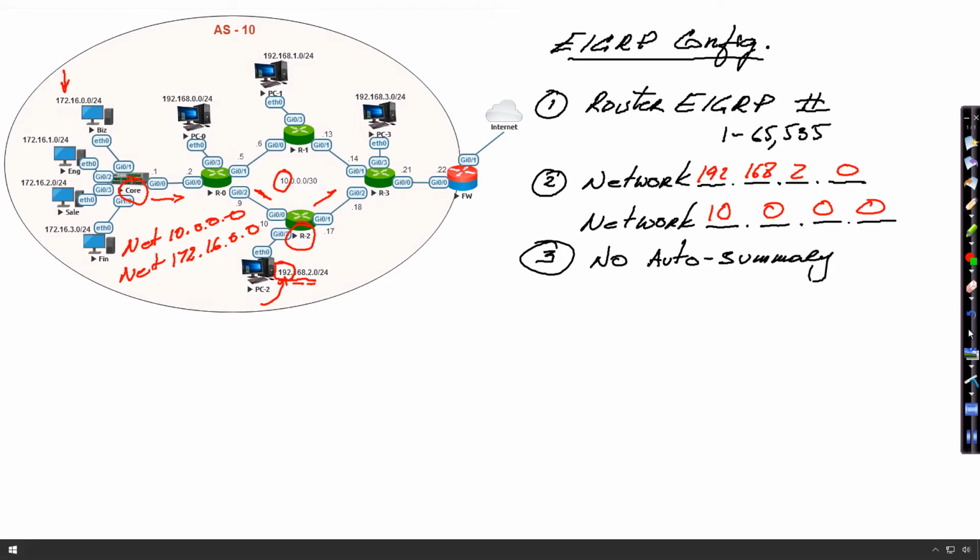Prior to IOS version 15, by default, all Cisco devices will auto summary under EIGRP. What that means is it will summarize all the classful networks. For example, 172.16.0.0/24 here, it will summarize back to 172.16.0.0/16.